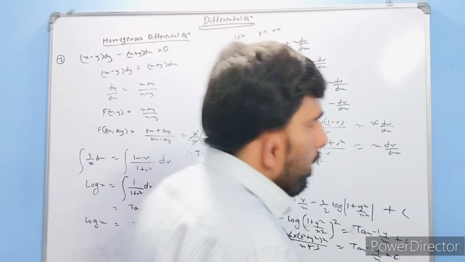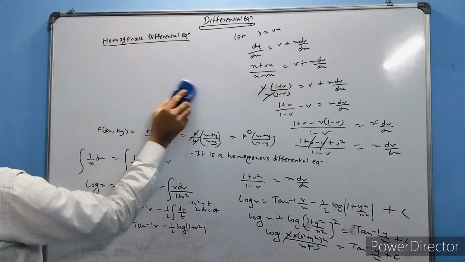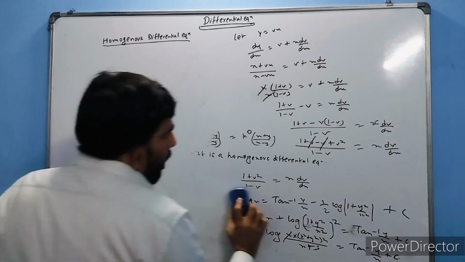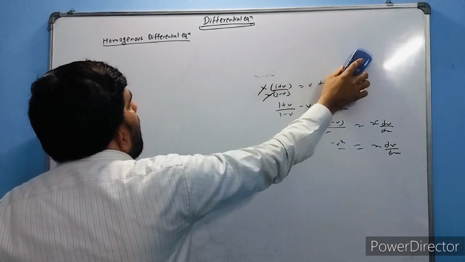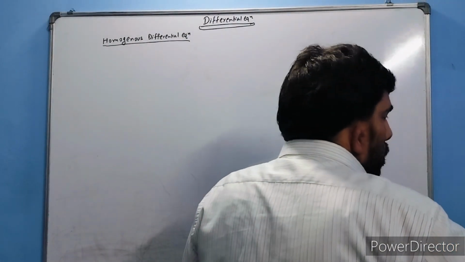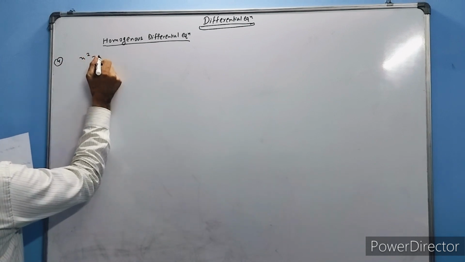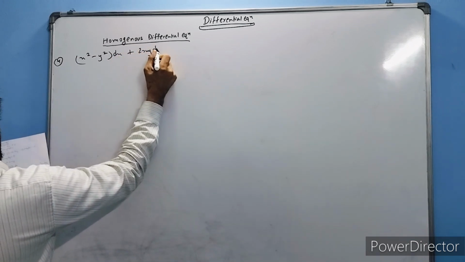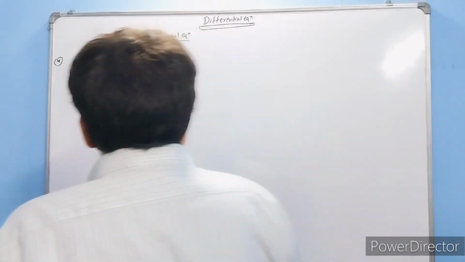Now let us try to solve the fourth question. We have just solved only 3. Now let us see whether the next differential equation is homogeneous or not, and if it is, then we'll try to find its general solution. Now we have the fourth question: x square minus y square dx plus 2xy dy is equal to 0. Okay, so this is what we have. Now let us try to solve it.